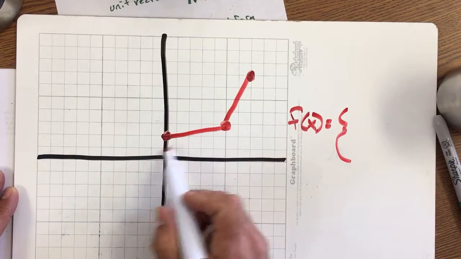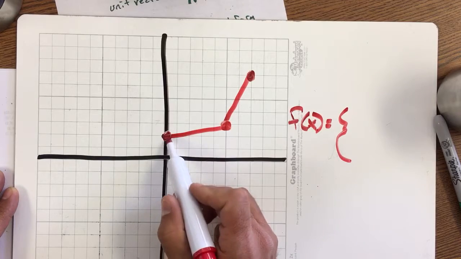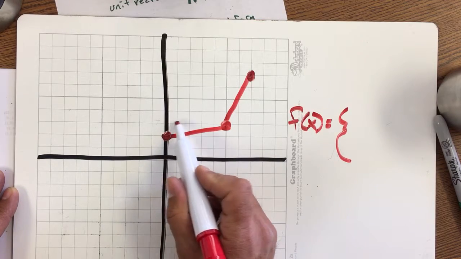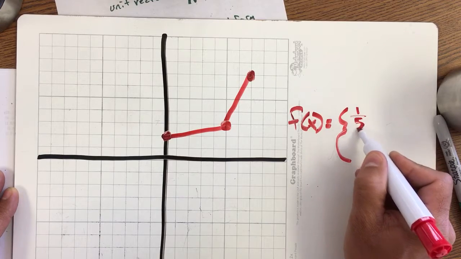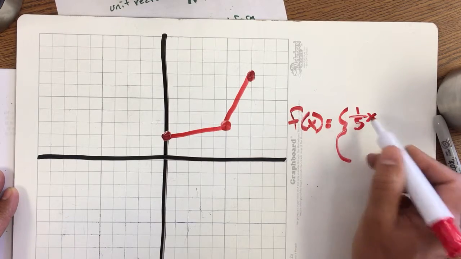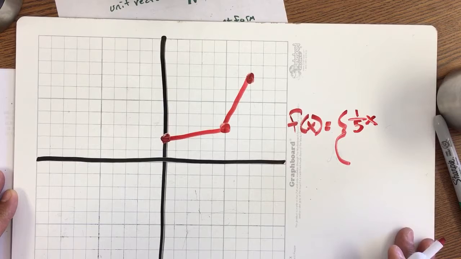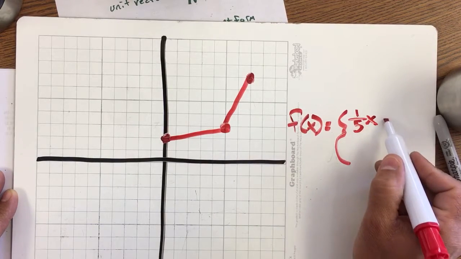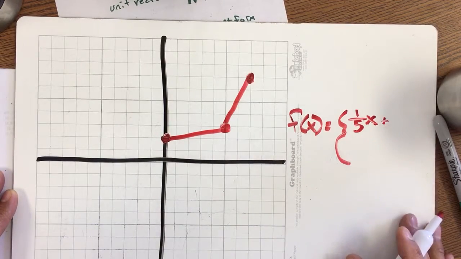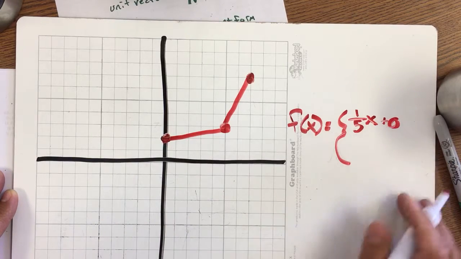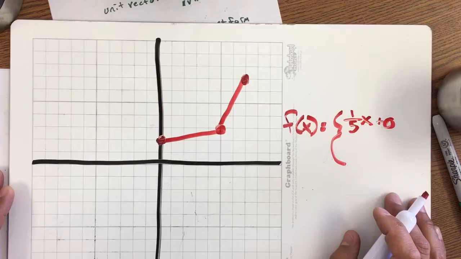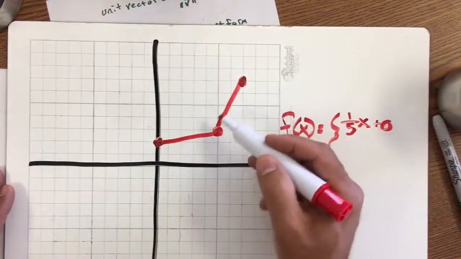So to find this, it's a line. I'm just going to look at the slope. The slope is up 1 over 5. So that's going to be 1 over 5 times x, because it has a slope of 1 over 5. And then I'm going to go plus the y-intercept, which this one has a y-intercept of 0, so plus 0. So pretty simple.